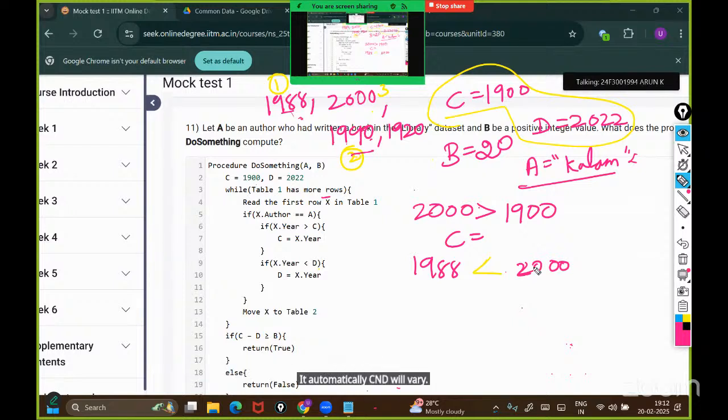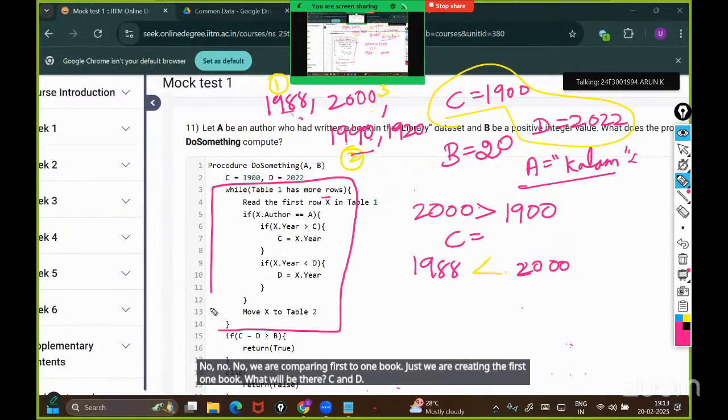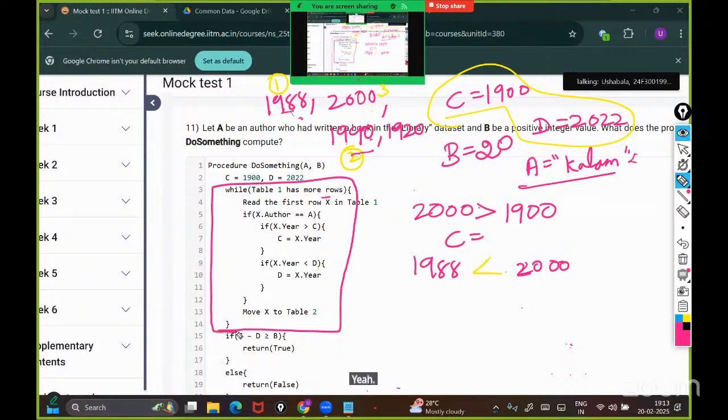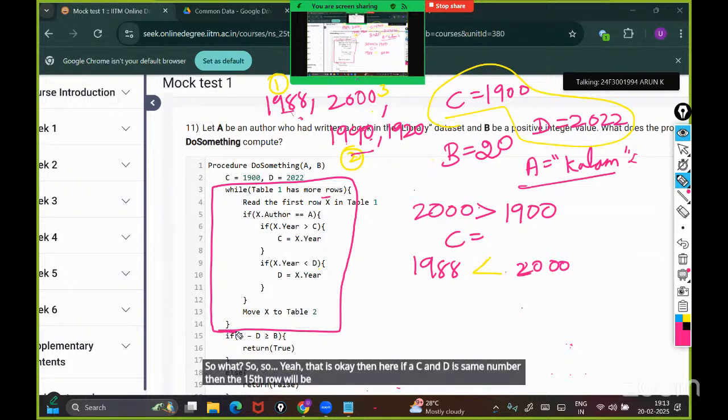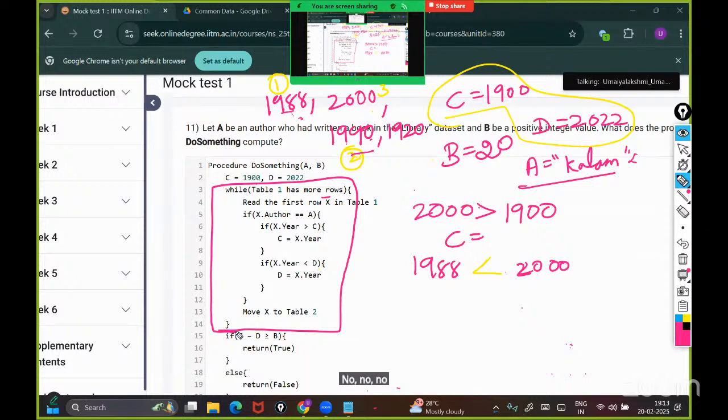No, we are comparing the first one book. We are just iterating the first book. What will be the C and D? Obviously they'll be the same. Then we go to the next book. Then if C and D are the same number, then the 15th row will be executed, right? No, we have to check the whole set of the library.